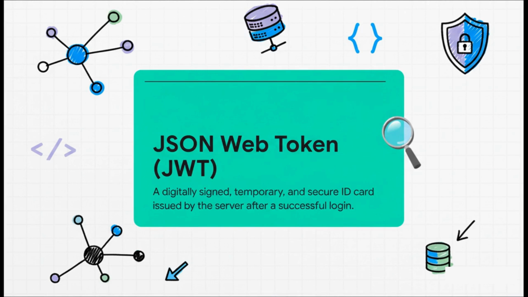After a user logs in successfully, the server gives them a digitally signed JWT. You can think of it like a temporary secure ID card. So for every request after that, the user's browser just flashes this ID card at the server, and the server can instantly verify it's legit without needing the password again.